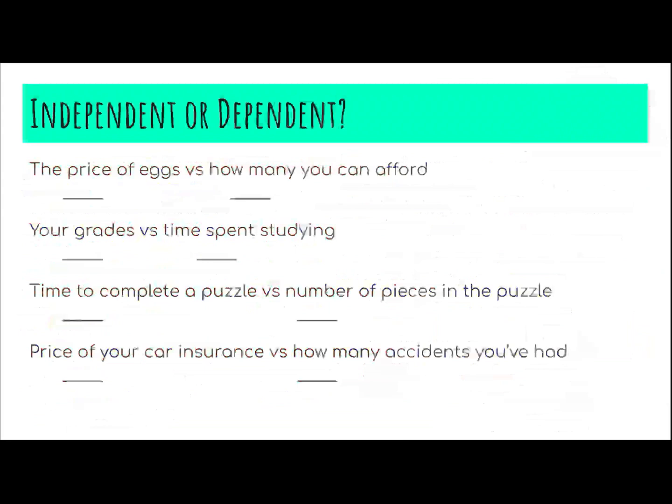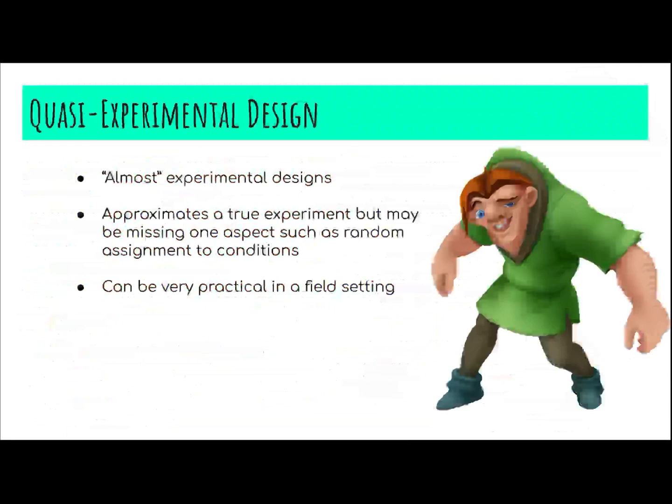Finally, the price of your car insurance depends on how many accidents you've had. The accidents are the independent variable. That happens on its own. The price of your car insurance depends on the number of accidents, making price the dependent variable. I know this can be a little confusing, so feel free to reach out by email if you would like some more practice or clarification on independent and dependent variables.